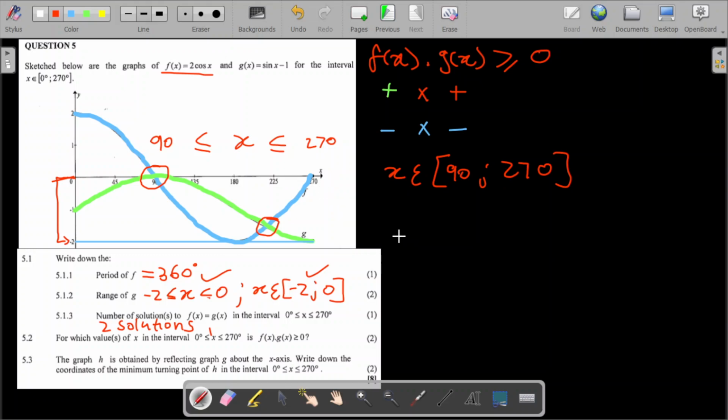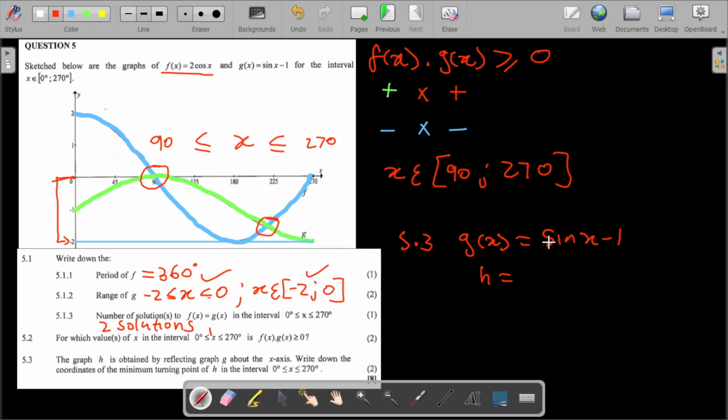Now, 5.3. In 5.3, they are saying the graph H is obtained by reflecting G about the x-axis. Now, it's very important to understand that if you reflect about the x-axis, the y is changing. So first thing, this is the graph that they are talking about, because they are reflecting the graph of G. This is my graph of G, so G of x is sine x minus 1. So they're telling us to get H, we must reflect in the x-axis.